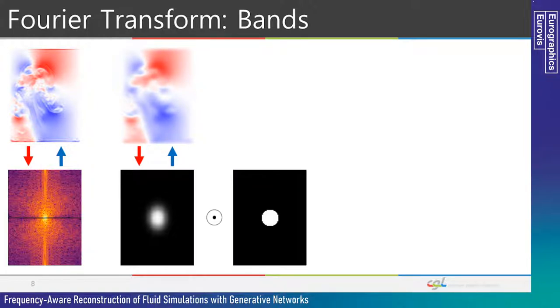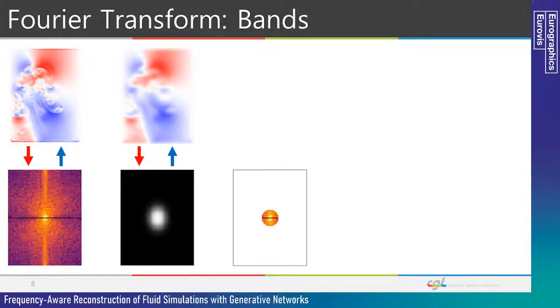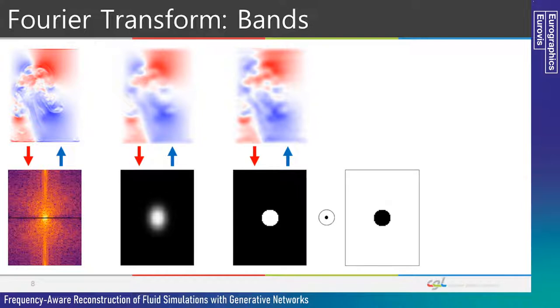We can approximate this Gaussian blur with a circular filter that looks like that. And if we perform the inverse Fourier transform, we get a velocity field that looks similar to the one from the Gaussian blur. Of course, we can also do the inverse of only performing the inverse Fourier transform of the higher frequencies. So we invert the circle, perform the inverse Fourier transform, and we get only the high frequency detail of the image.